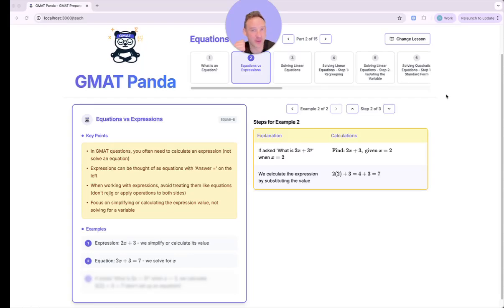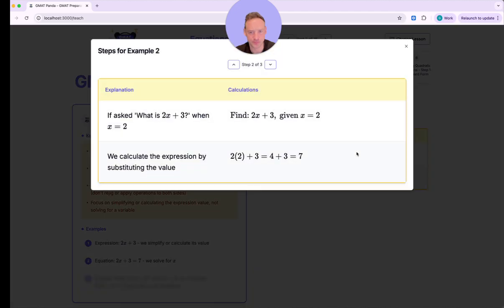One thing that people get confused with in the GMAT is the difference between an equation and an expression or a calculation. Let's see an example to illustrate. So let's say that we're asked what is 2x plus 3 when x equals 2. This is not an official GMAT question, but it's a simplified version of what you could get.